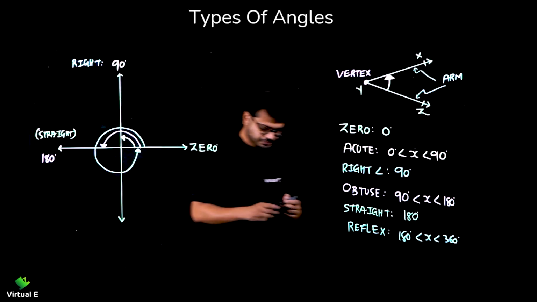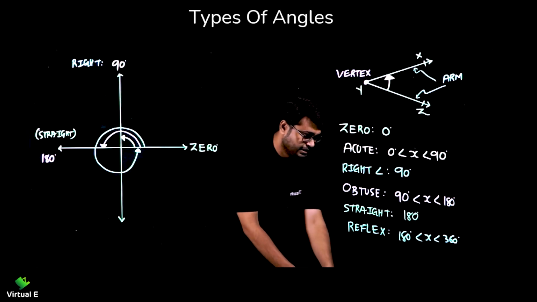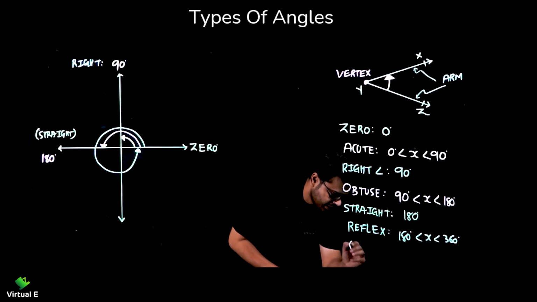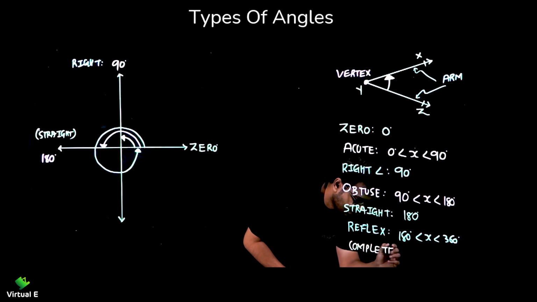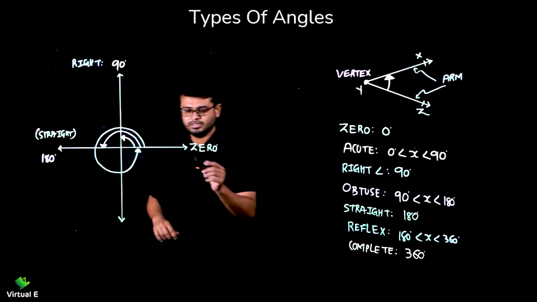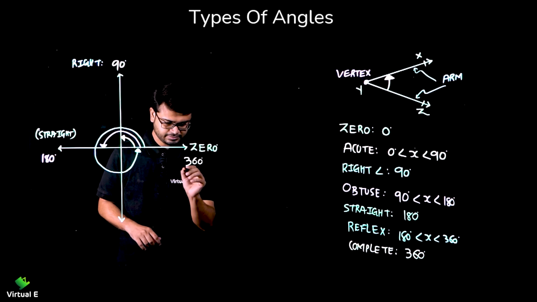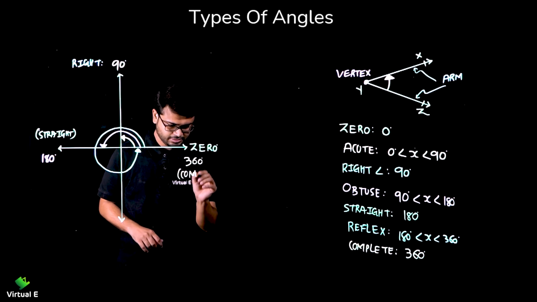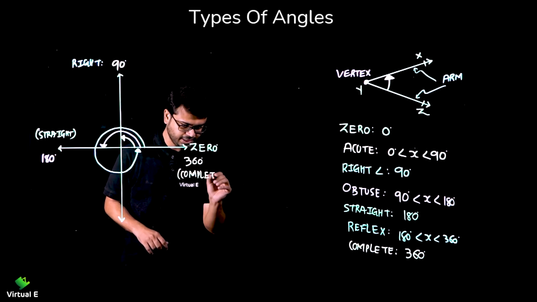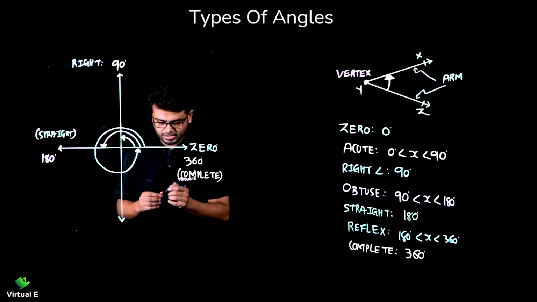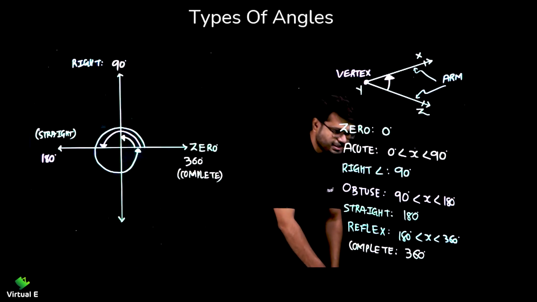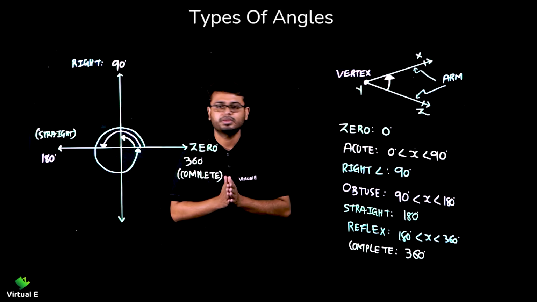That's called what? Complete angle. Now the value of complete angle is what? 360 degree, right? So we can mention 360, that is complete angle. Remember, right?